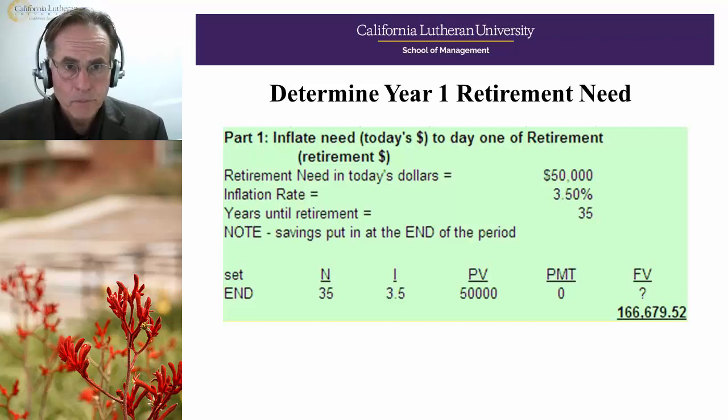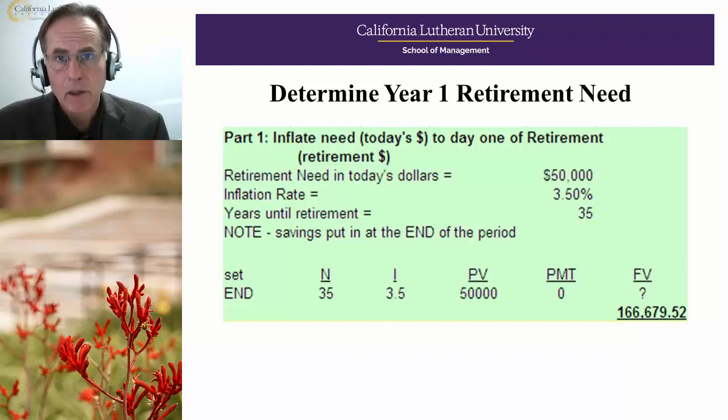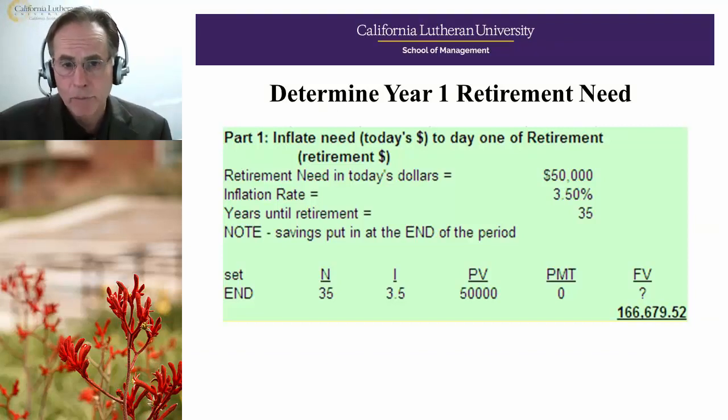So let's walk through the first step, and that is to inflate that $50,000 to year one of retirement. So we have $50,000. That becomes our PV now. I'm using an HP 12C, whether you're using a Texas Instruments or a 17B or whatever calculator, you'll look at the manual to figure out what that would be, but I think my explanation here is pretty consistent with what you'll be doing in your calculator. So I'm setting the end. The contribution is going to occur at the end of each of those 35 years. N is 35, I is 3.5, PV is 50,000, PMT is 0, because in this case we're simply inflating it. In the next slide we'll get into those end of period contributions.